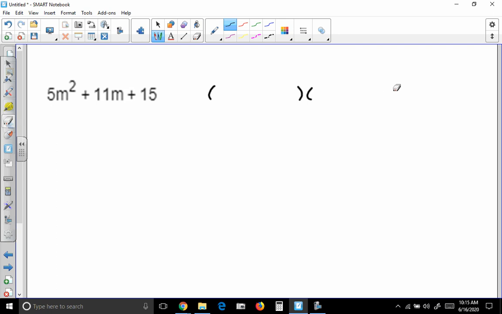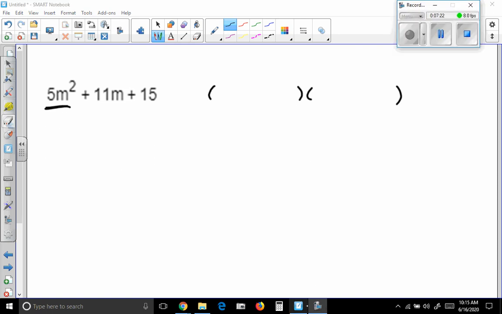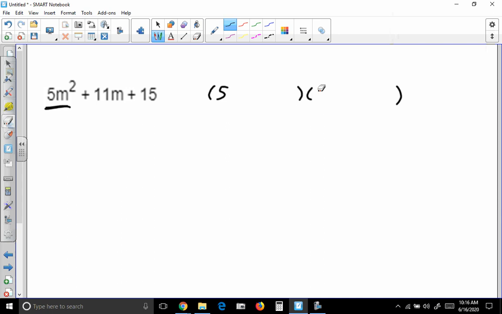So let's take a look at this one. There's not a common factor that they all have. This one is prime. So since 5 is prime, we can do 5 times 1, and m squared is m times m. Also, let's go ahead and put our signs. This being positive tells us we need the same signs, and they both need to be positive. Now 15 is either 1 times 15 or 3 times 5.